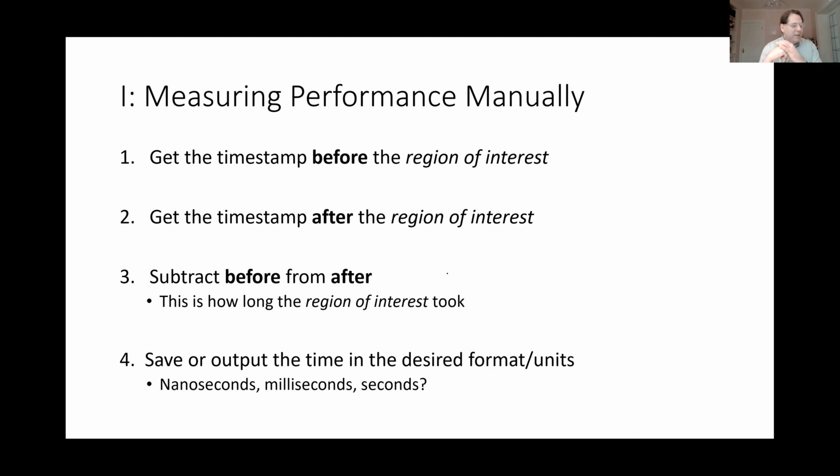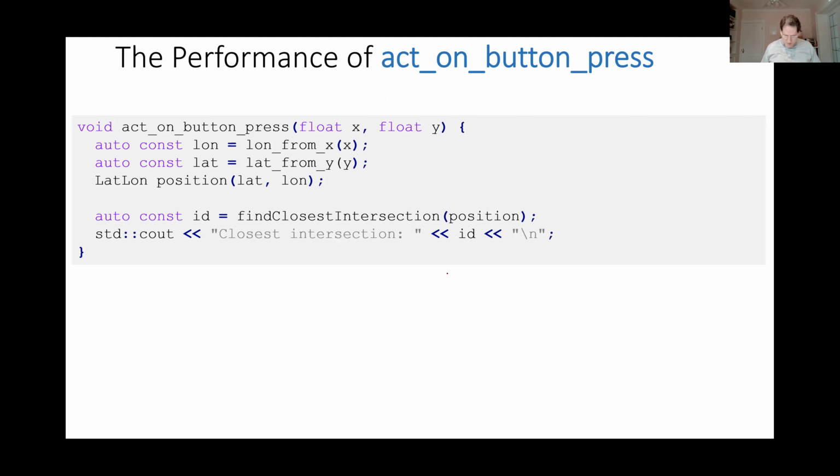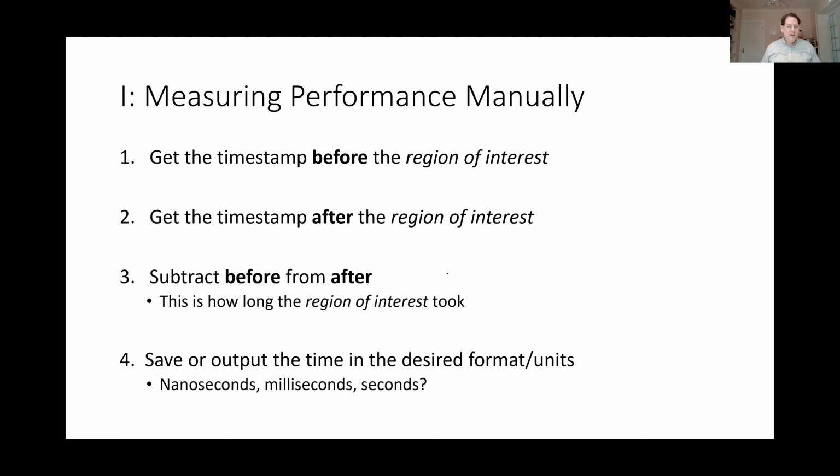Okay, so let's start with the first technique, measuring performance manually. We're going to write some code to figure out the CPU time of various functions. The way you do this is always the same technique. You get the timestamp before the region of interest, before the code you're trying to time. Then you get the timestamp after the code that you're interested in. You subtract them to get the difference, and then you output that in, say, seconds.